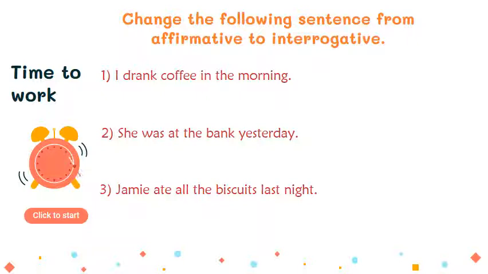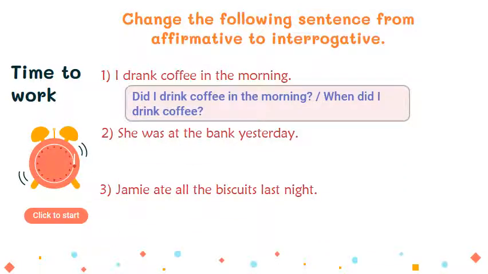Okay, time to practice also. Change the following sentences from affirmative to interrogative. Yalla, now let's change the sentences to questions. Okay, I drank coffee in the morning. I can either make it a yes-no question or a WH word question. Let's make it first yes-no. For yes-no, I must start with did. Did, then the subject, did I, then the verb in its base form. The base form of drank is drink. So, did I drink coffee in the morning? Or if I want to use a WH word, like when did I drink coffee? When did I drink coffee?